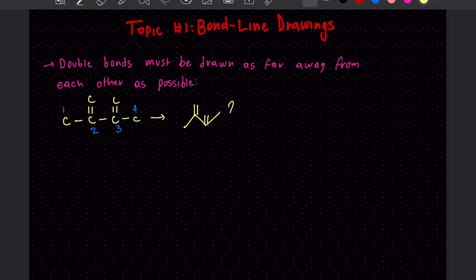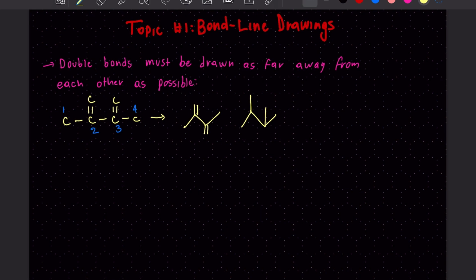and we won't, since we have to follow the rule that states that double bonds must be drawn as far away from each other as possible. So these two double bonds are close to each other since they're right next to each other from the same bond. So they have to be as far away from each other as possible. So the correct way to draw this will be like this. And you can just simply remember that when you draw a double bond, they always have to be facing this way in the peak.